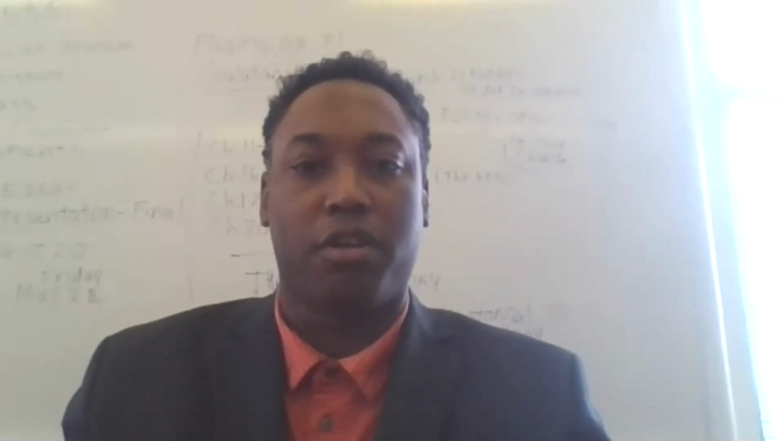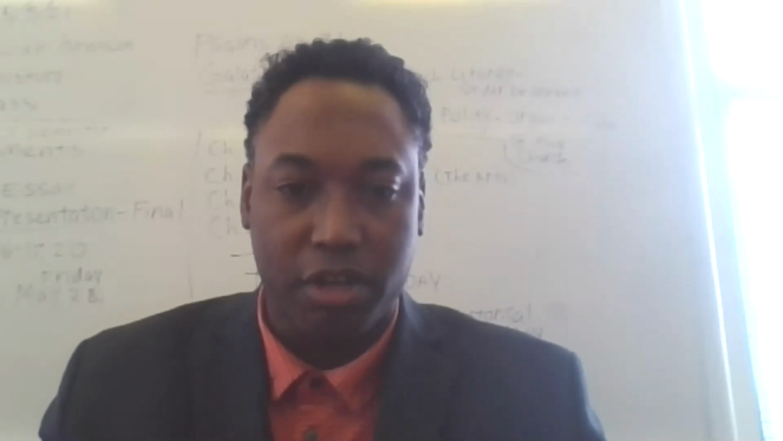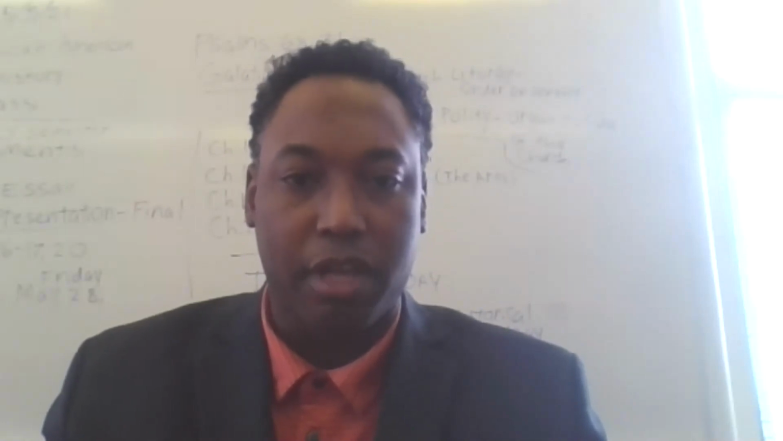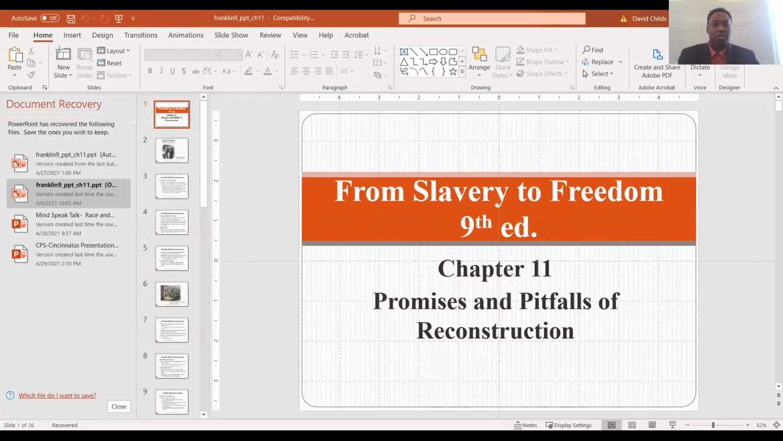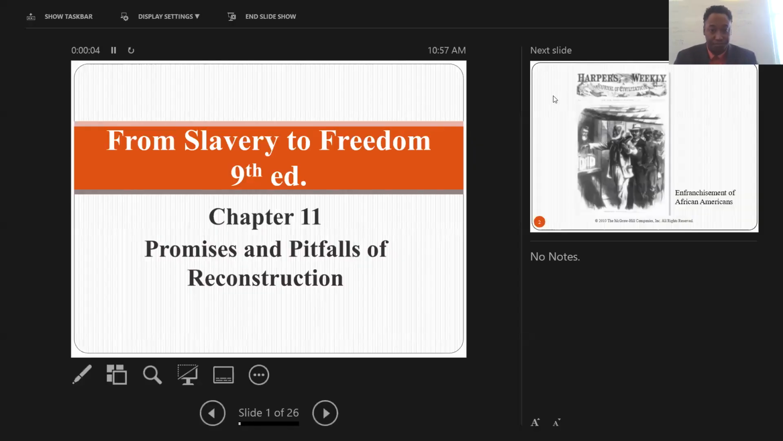Okay, here we are. We are going to cover chapter 11 called Promises and Pitfalls of Reconstruction. Reconstruction, as we know, is the period after the Civil War where they rebuilt the South. After the Civil War devastated the South, the infrastructure, meaning the bridges, the roads, the houses, and so forth, was completely destroyed as a result of the Civil War. And so Reconstruction was that time period whereby they rebuilt the South, the farms, the houses, what people did in society, all those kinds of things.